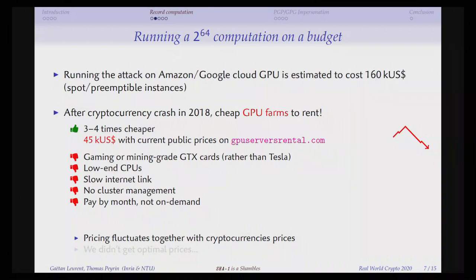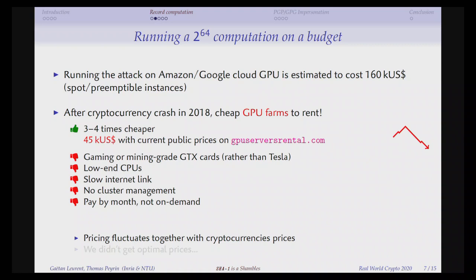So how do you run such a big computation? Well, there are basically two options. The first one is you go to Amazon or to Google and you rent some GPUs, and we estimate that this will cost around $160,000 to run our attack, so that's still a bit too expensive for us. The second option is to look for cheaper GPUs, and this is actually possible because a few years ago there was a big cryptocurrency bubble, and some people bought a huge amount of GPUs in order to mine cryptocurrency.